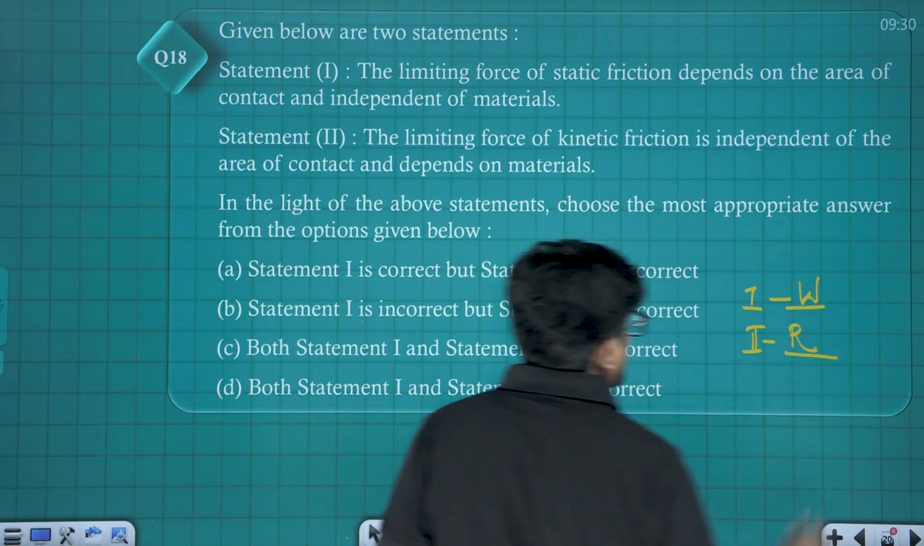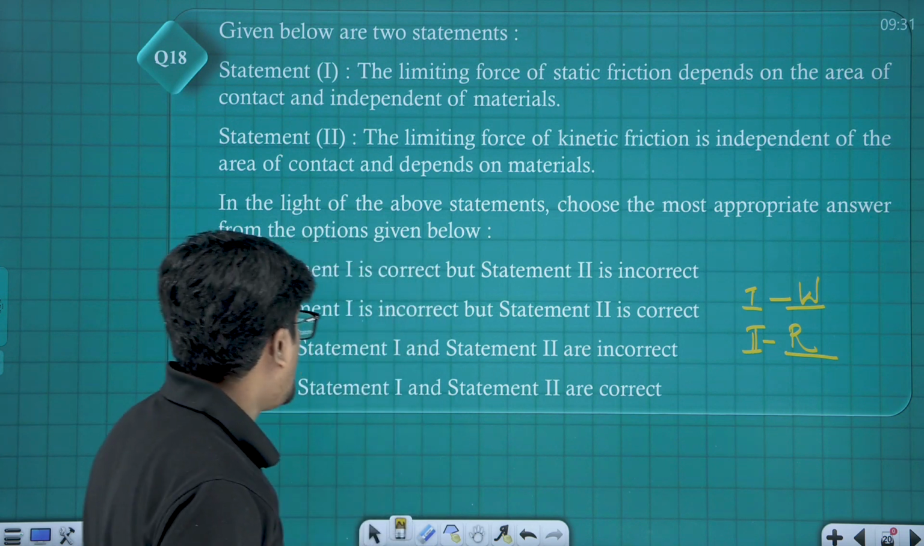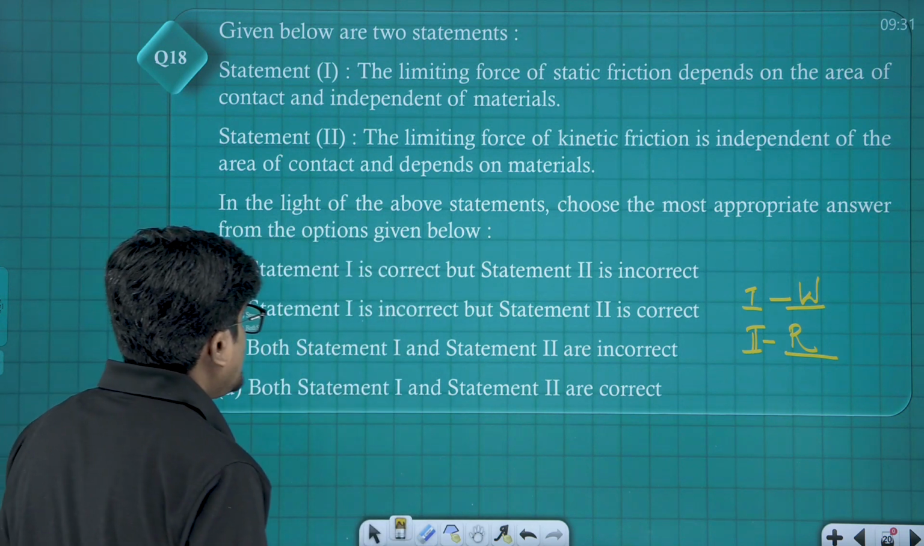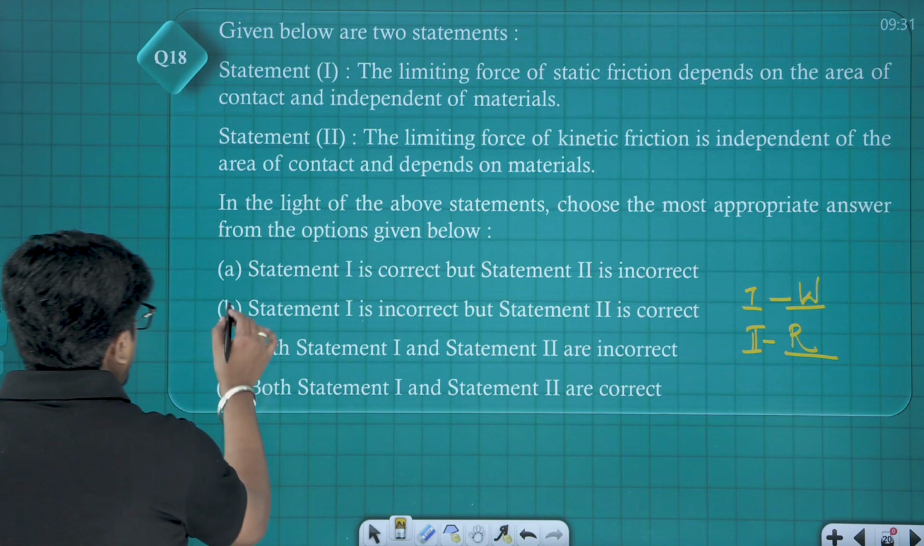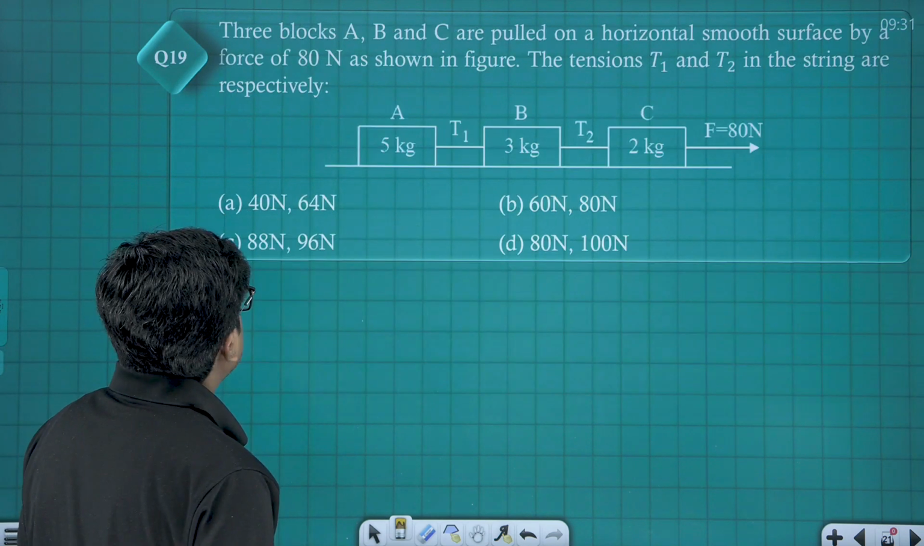Here this is wrong and here this is right. Statement number 1 is wrong and statement number 2 is right option. That means 1 is incorrect and statement 2 is correct. Option B must be the correct answer in this case. Moving to the next, that is question number 19.